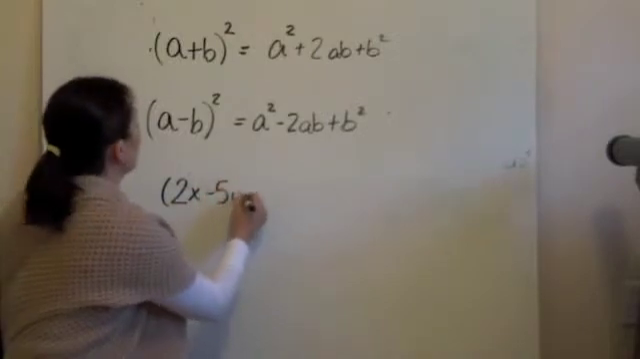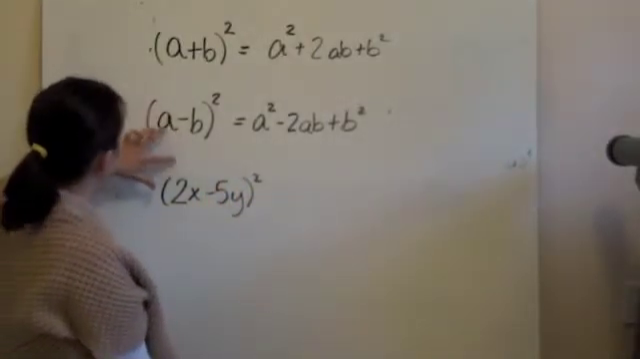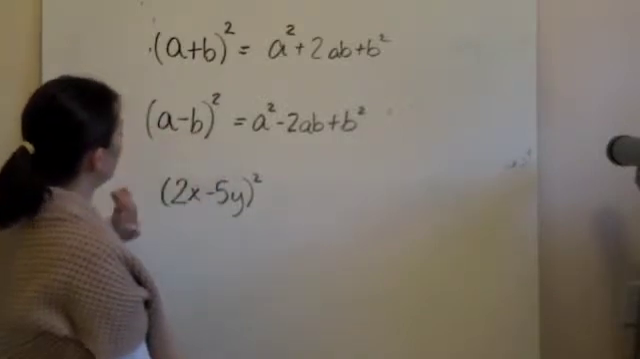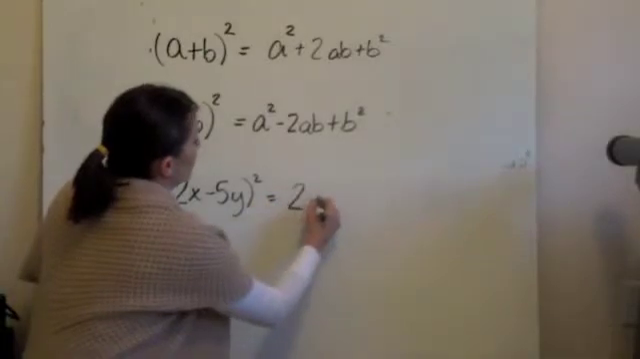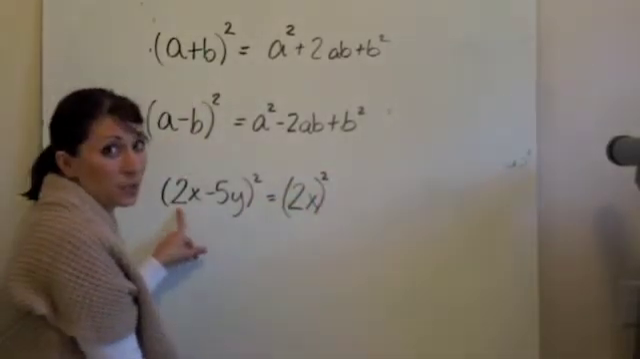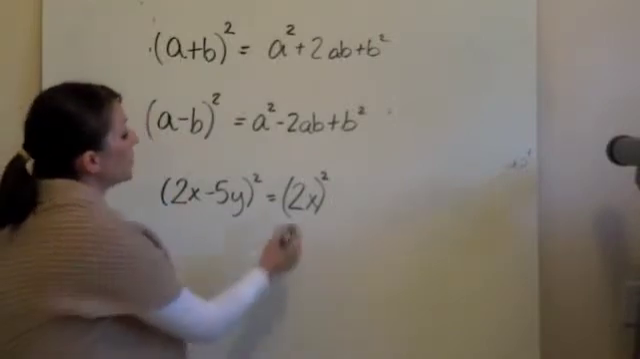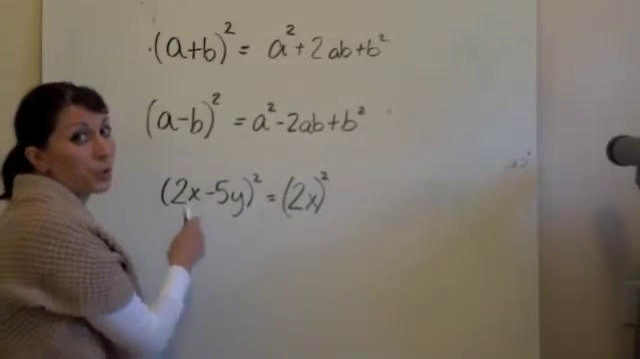2x minus 5y squared. Okay, so it's going to look like this one. So 2x represents A, 5y represents B. So we have first term squared, so (2x) squared. Let's not forget to write the whole thing in parentheses, because if we had just written 2x squared, we're not really squaring the entire first term, we're only squaring the variable.